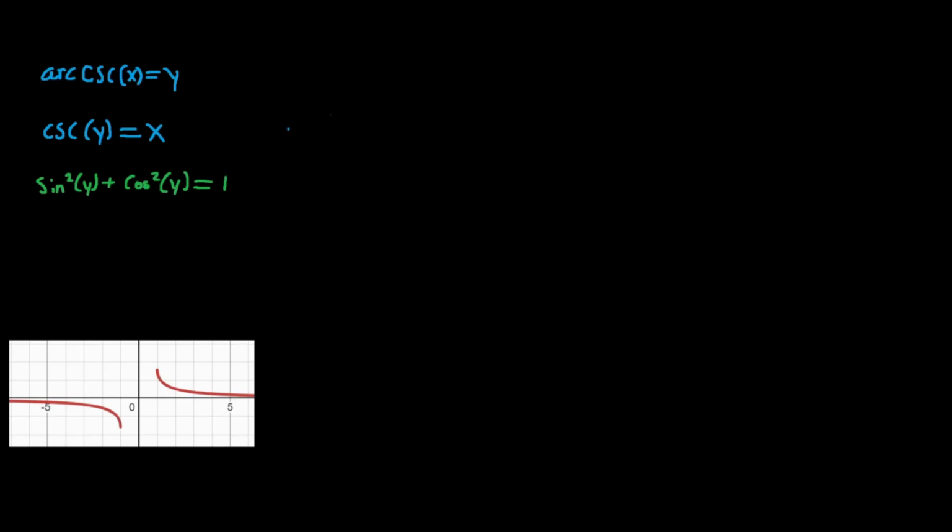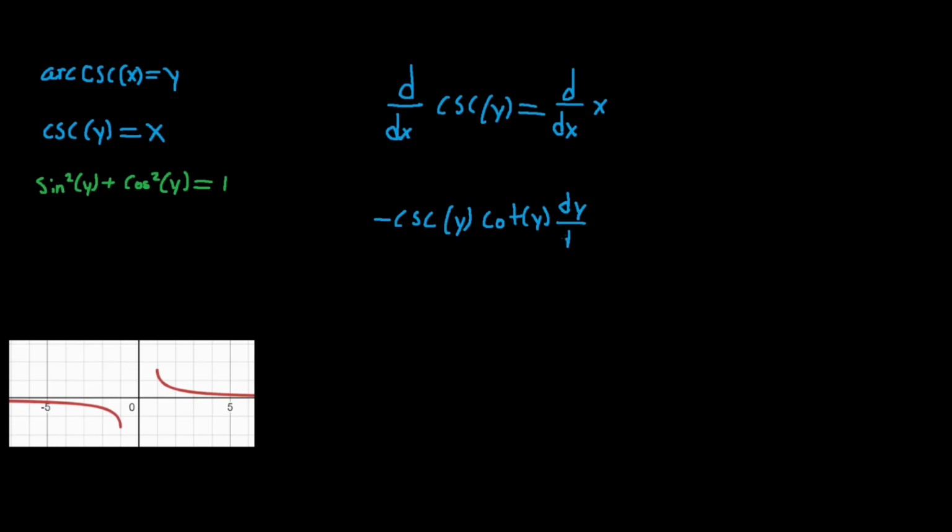All right, so I'm going to use implicit differentiation to take the derivative of both sides of cosecant of y equals x. So I'm just going to write the operator d over dx on both sides here. So d over dx of cosecant of y equals d over dx of x. The derivative of cosecant of y is going to be negative cosecant of y times cotangent of y times dy over dx. And then the derivative of x is just 1.